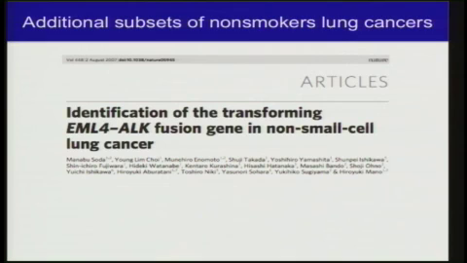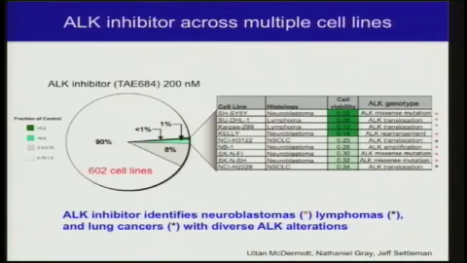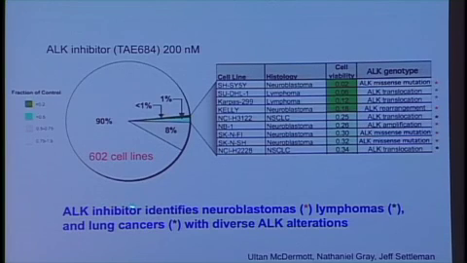This is a paper that was published a few years ago by Dr. Soda and Dr. Mano's group, identifying yet another genetic abnormality, a translocation involving the ALK kinase in lung cancer. We were fortunate in that we were able to set up a number of facilities at MGH. This is one that was led by Jeff Settleman, looking at a whole panel of cancer cell lines, treating them with an ALK inhibitor, and finding that, yes, indeed, ALK inhibitors are specifically toxic, specifically lethal to tumors that have ALK mutations, be they neuroblastomas, lymphomas, or lung cancers.